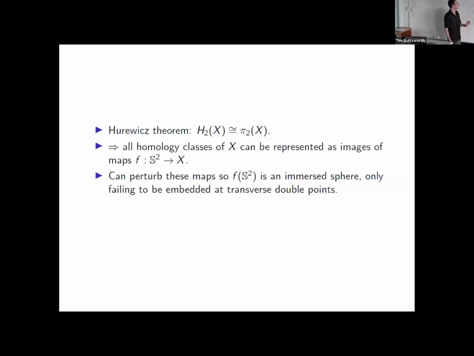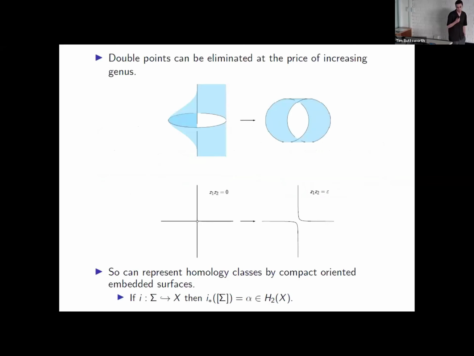So let's do it. By Hurewicz's theorem, the fact that we're simply connected gives us that H2 is isomorphic to Pi2. What does that mean? It means that all our homology classes can be represented by maps from S2 into X. In general this might be an immersed sphere, and the only place where it fails to be embedded is at finitely many transverse double points. We can eliminate these double points at the price of increasing the genus from a sphere to something of higher genus.